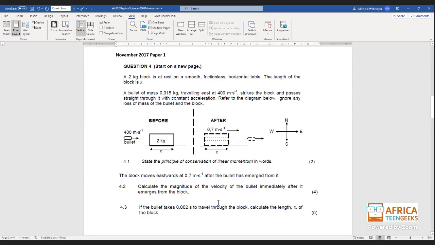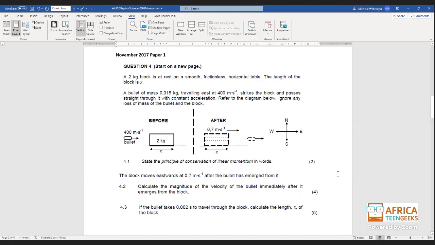Then November 2017, paper 1, they tell us a 2 kg block is at rest on a smooth, frictionless horizontal table. The length of the block is x. And then they say a bullet of mass 0.015 kilograms traveling east at 400 meters per second strikes the block and passes straight through it with constant acceleration. Refer to the diagram below. Ignore any loss of mass of the bullet and the block. Then 4.1, they ask us to state the principle of conservation of momentum in words.